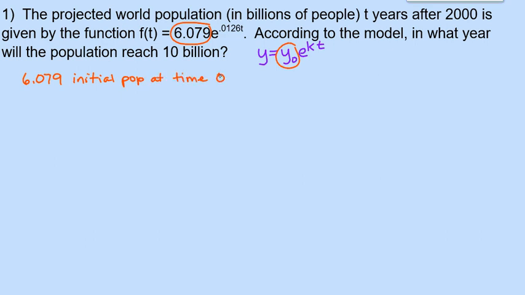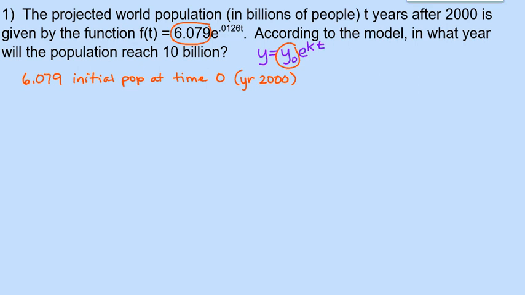And what is time 0? According to the problem, that's how many years it's been since the year 2000. So that would be the year 2000. So 6.079 billion was the population of the world in the year 2000.